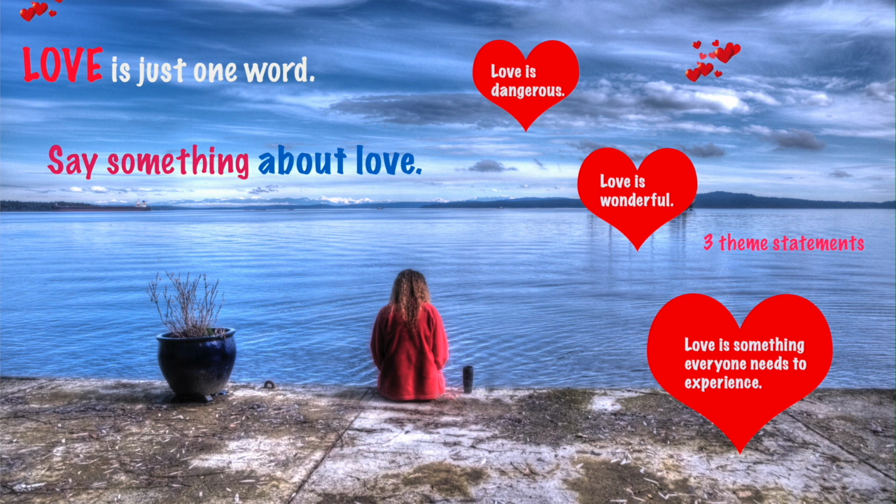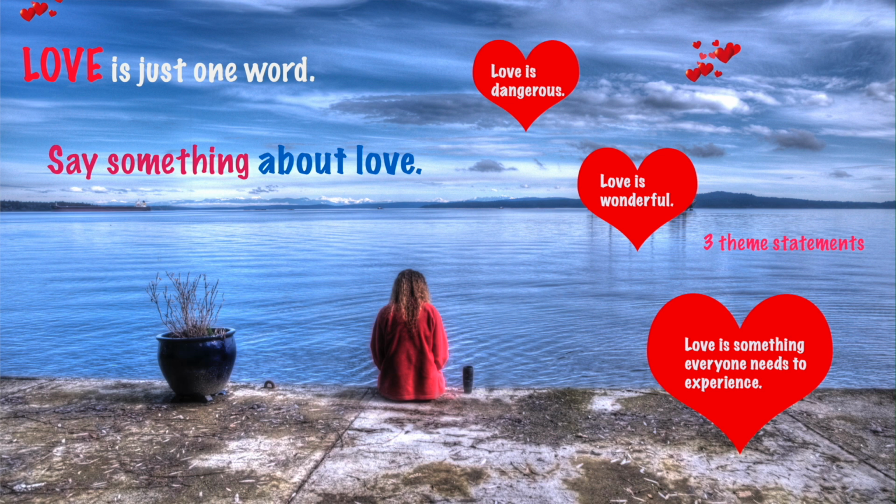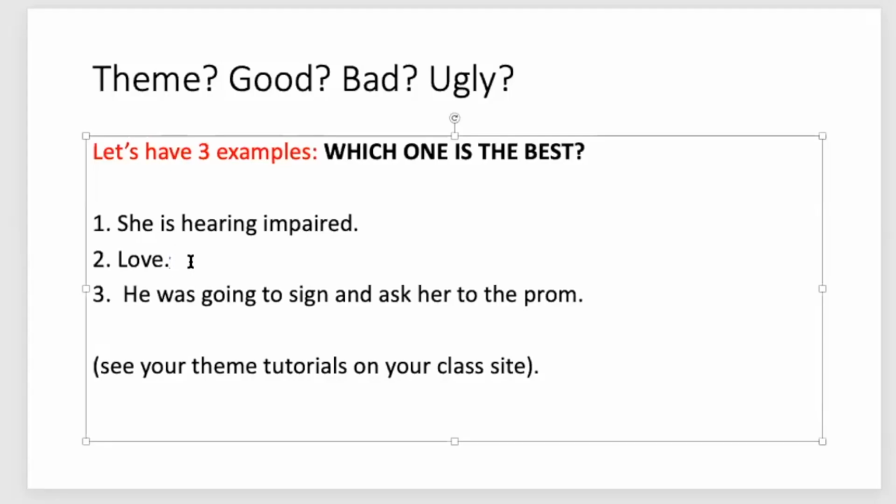So a theme is an insight. It has to be a complete idea. One word isn't a complete idea. Love is dangerous. Love is wonderful. Love is something everyone should experience. But love, one word, is not a theme. And that is why I put it there like that for you, because you can't assume that someone else knows what you're thinking when you only write down one word. And we tend to do that. The theme is parenthood. The theme is love. The theme is cruelty. It's not. That's one word. You need to say something about it, right?